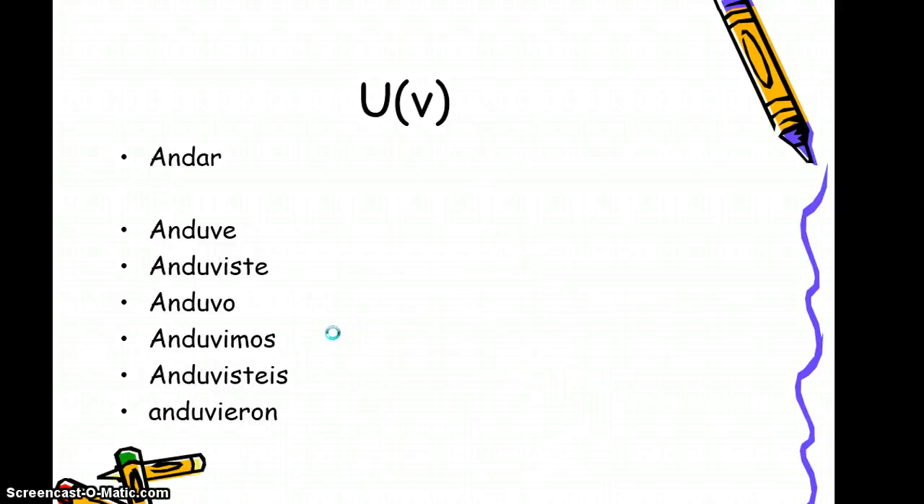Another UV verb is andar, which doesn't look like it would be irregular, but it is. So we get anduve, anduviste, anduvo, anduvimos, anduvisteis, anduvieron. And notice that if we change the and to a T, we get tener, the same endings as with tener. So all these verbs are very similar.